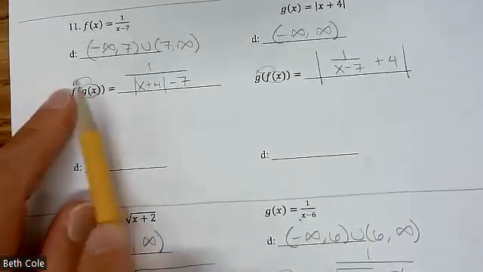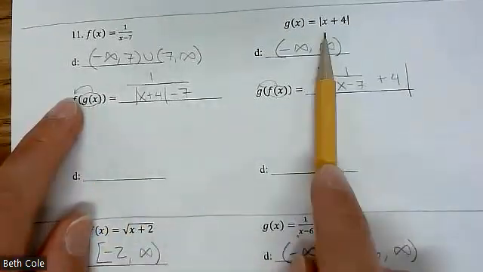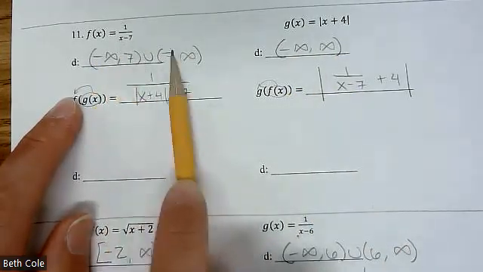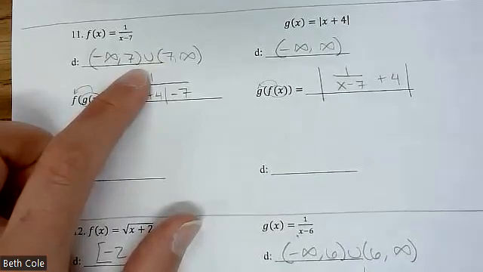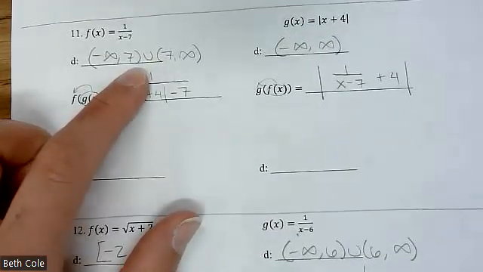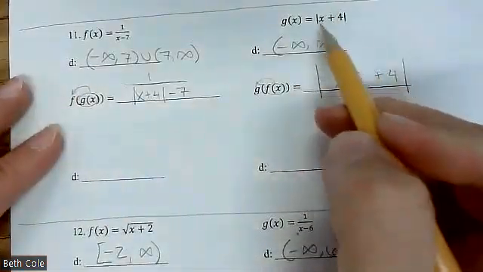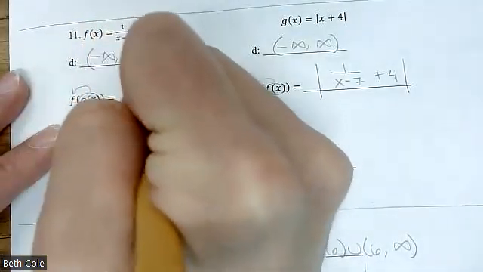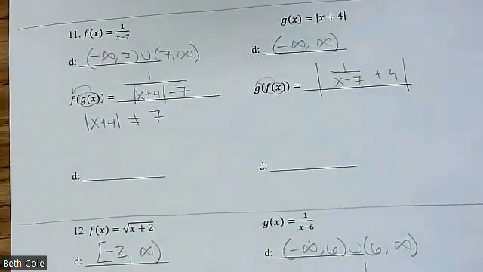Which one is inside? G. Does G have any problems? No. Great. Does F have any problems? Hey, G of X, you better not be hanging out with 7 or else. So we're going to take this G of X, this absolute value of X plus 4, and say, hey, you better not equal 7 or else. If I find out you equal 7, many problems.